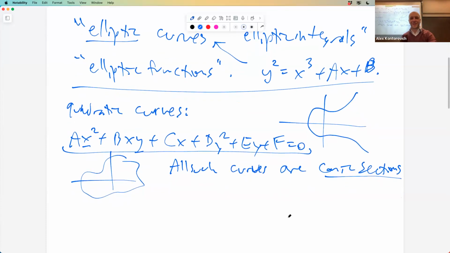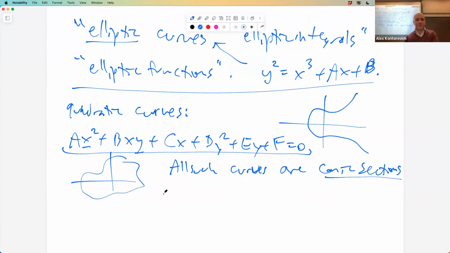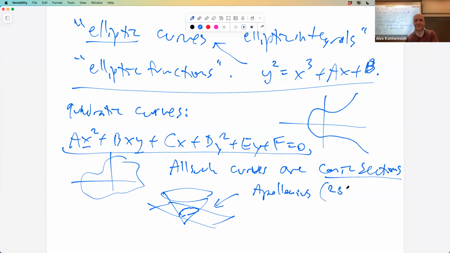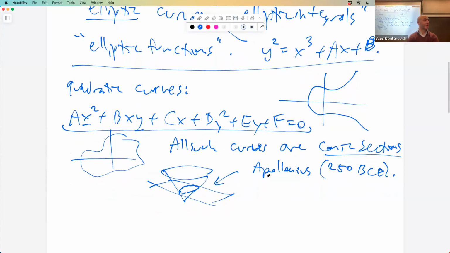What does that mean? Conic sections are sections of a cone. You take a cone and slice it by a plane. Whatever this intersection is, that's what's called a conic section. And this is due to Apollonius, by the way. Apollonius worked all of this out in like 250 BC. He worked out that you'll only get three core types of possible curves.